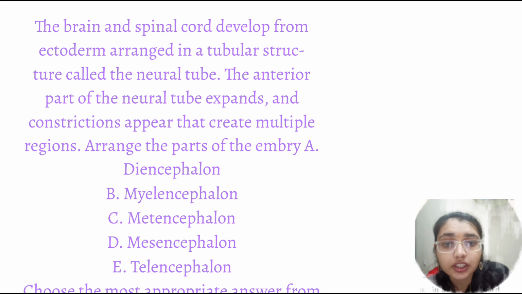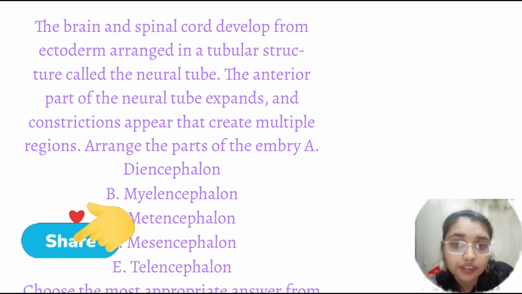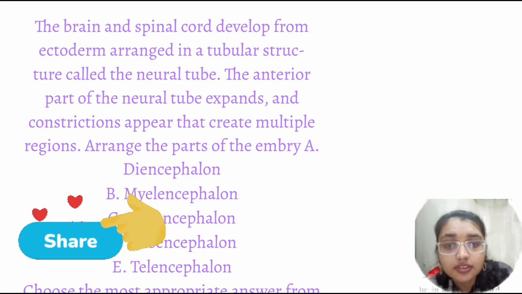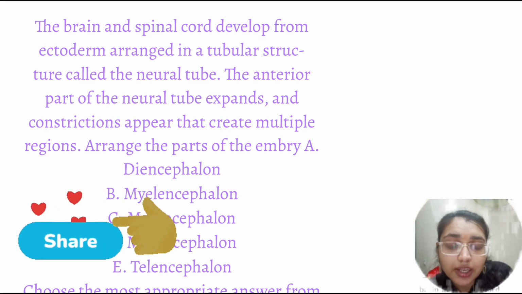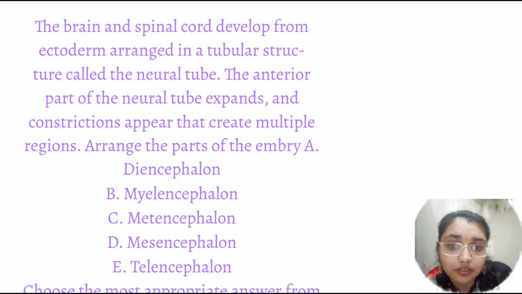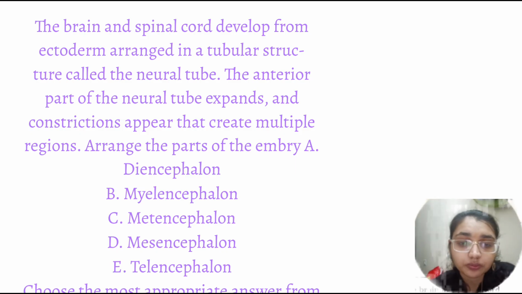And we have to tell the correct order from top to bottom. First is the Telencephalon, from top to bottom: Telencephalon, then Diencephalon, then D is the Mesencephalon, then C is the Metencephalon, and Myelencephalon, that is B. So the last option is Myelencephalon. Next question.